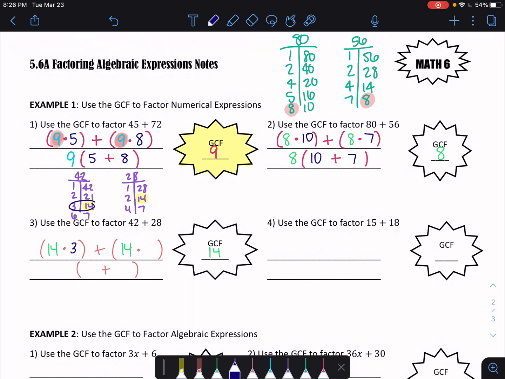And that for 28, 14 times 2 gets me to 42. Those both can be found in your multiplication chart. Okay, so you're aware. And then we're going to take that 14 and put it on the outside, and take the 3 and the 2 and put them on the inside.